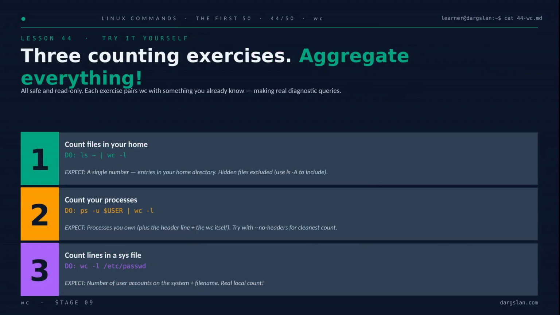Time for Mia to put this into practice with three safe read-only exercises. First, ls ~ piped into wc -l, one number telling her how many visible items live in her home directory. Second, ps -u $USER piped into wc -l counts her own processes. Just remember the header line inflates the total slightly, so try no headers for a clean figure. And third, wc -l /etc/passwd reveals how many user accounts exist on the system. Three commands, three real diagnostic answers.